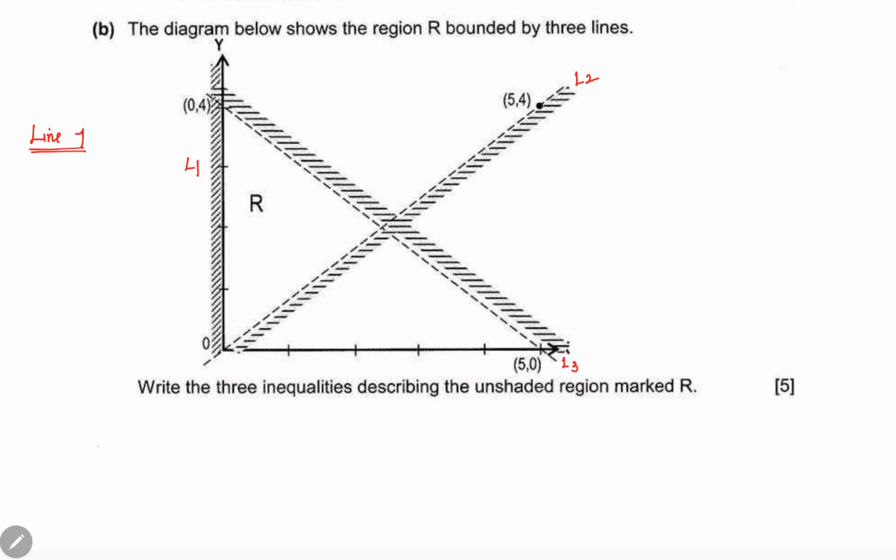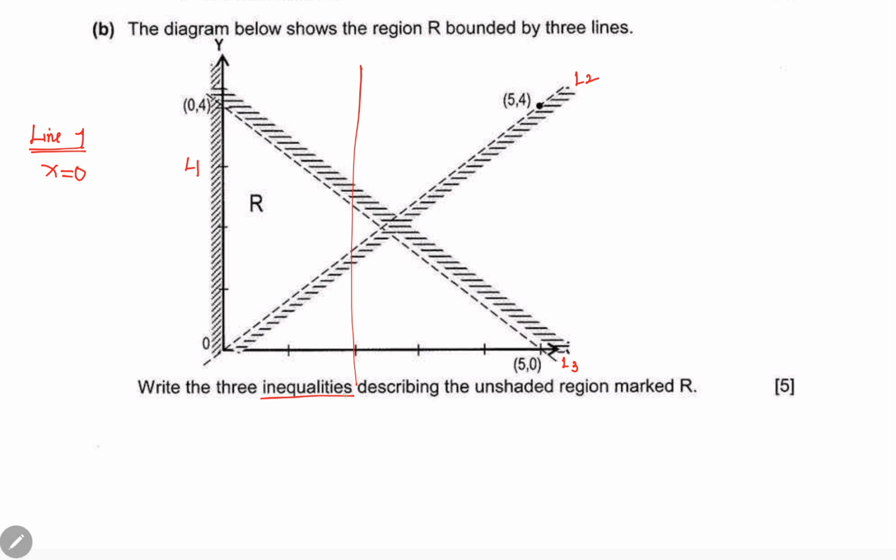You can see that the line is actually perpendicular, meaning it's cutting through the x-axis. It's not cutting through the y-axis. Any line which is like this is cutting through the x-axis, meaning that line is x equal to, where is it cutting? 0. But we are looking for the what? Inequalities.